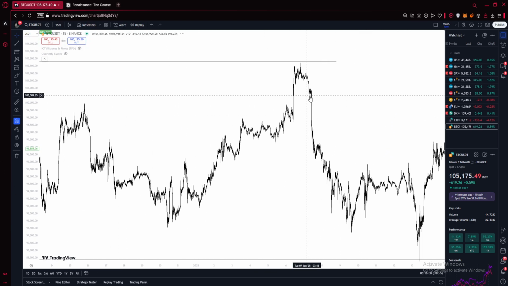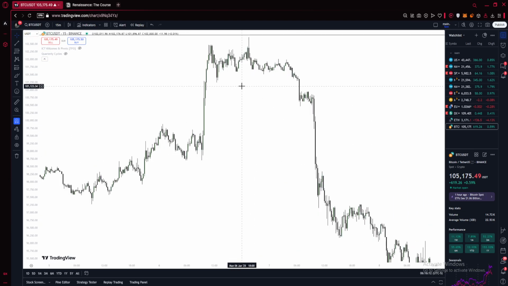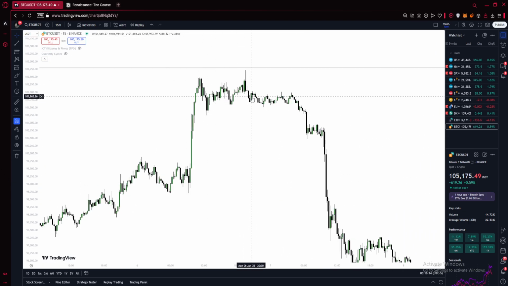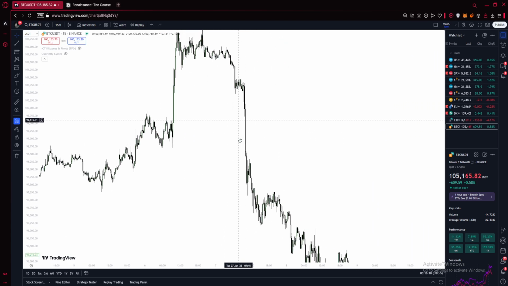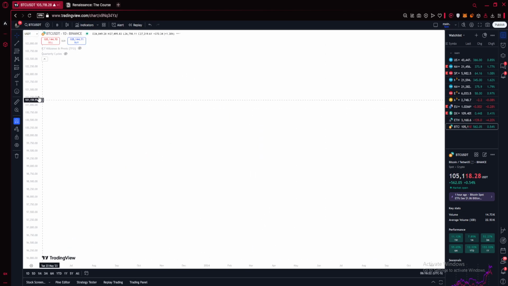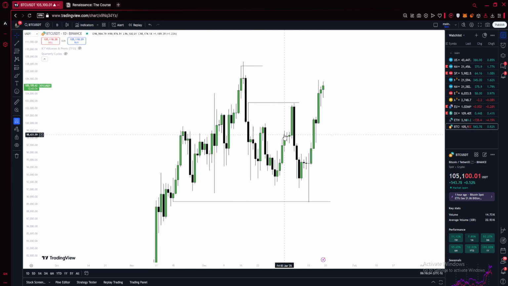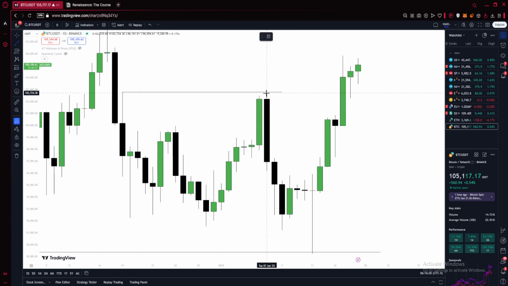This is our gap right there. And this is Monday. What does Monday do? Accumulates, sweeps it, continues lower. Isn't that very simple? When you go back on the daily, you can see right here, this is the Monday candle. This is Tuesday, right?